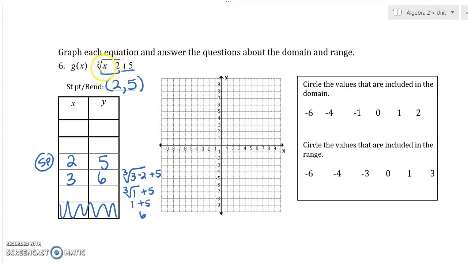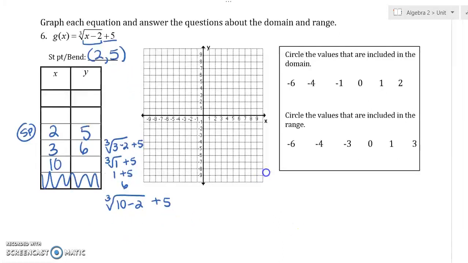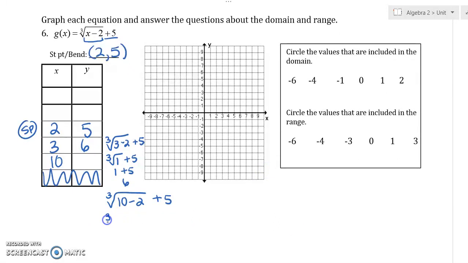Okay. What would make this 8? Well, 10 minus 2 would give me an 8. So I'm going to make x 10. So cube root of 10 minus 2 plus 5. I'm just trying to get a perfect cube. So the cube root of 8 plus 5, and the cube root of 8 is 2, plus 5. You're going to see that so much this lesson that you're going to memorize that by the end. So that's 10, 7. And then we're going to go the other way.